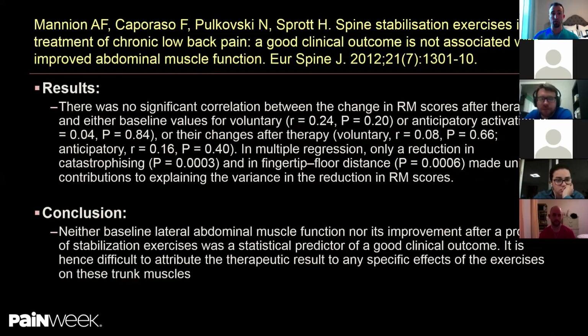So you can see that Mannion's conclusion was that neither baseline lateral abdominal muscle function nor its improvement after a program of stabilization exercises was a statistical predictor of a good clinical outcome. So it's difficult to attribute the therapeutic results to any specific effects of the exercises on these trunk muscles. So they must be working via some other mechanism, is kind of what we're seeing the trend to be.